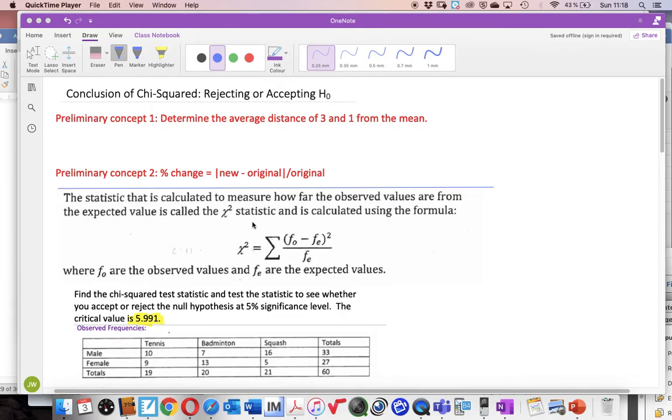Hello, Miss Walsh here. So we are approaching the last part of the chi-square testing, which is arriving at the conclusion. Remember, we're looking at whether there's a dependence between two variables. Before that, just a quick reminder.